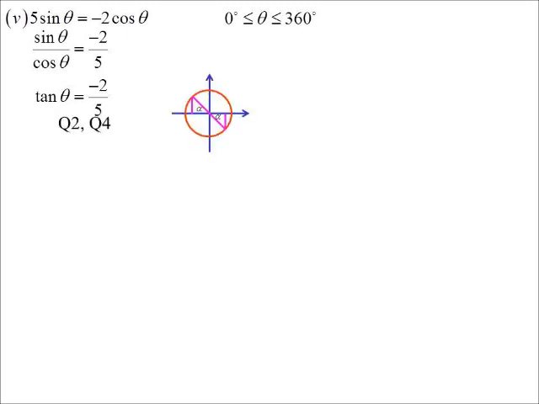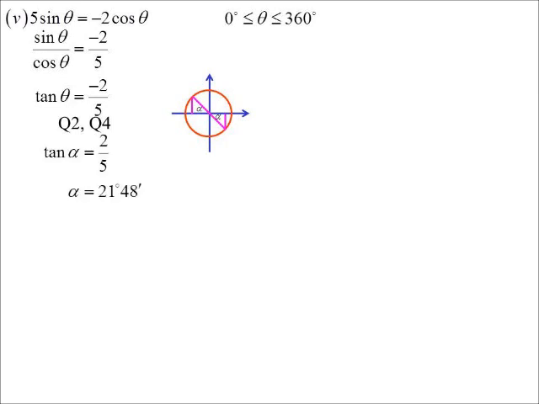Now we've seen some trig relationships, some trig identities, so that allows us to solve some further questions. 5 sine theta is equal to minus 2 cos theta. What I can do here is use the relationship that sine divided by cos is tan. So I can change the question to tan theta is minus 2/5. That's one of our straightforward ones, so I can just do that. Quadrants 2 and 4, where tan's negative.